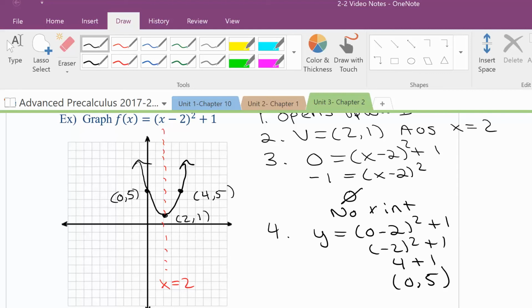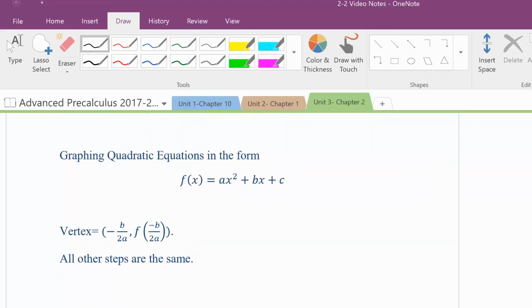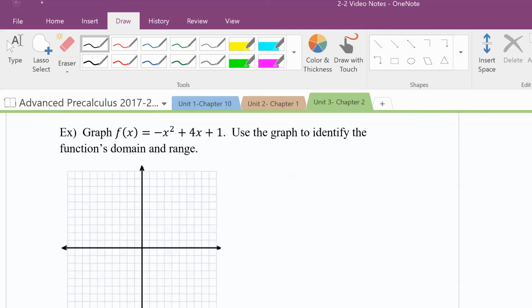All right, if you have a quadratic equation in the form ax squared plus bx plus c, then you can find the vertex because x is equal to negative b over 2a. And then to find the y-coordinate, you just put that x-coordinate into the function to find the y. So for example, here, to find the vertex, well, first of all, since the a term is negative, it opens downward.